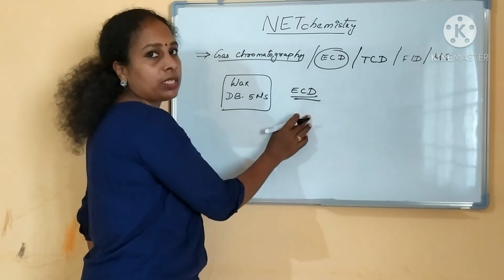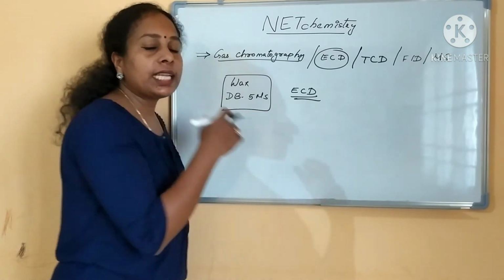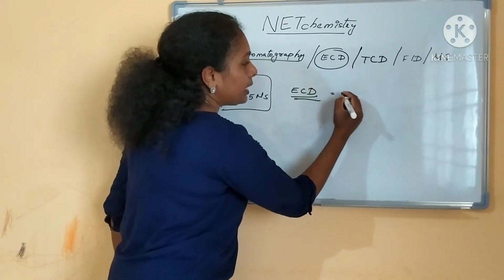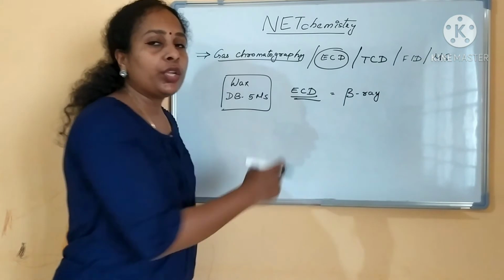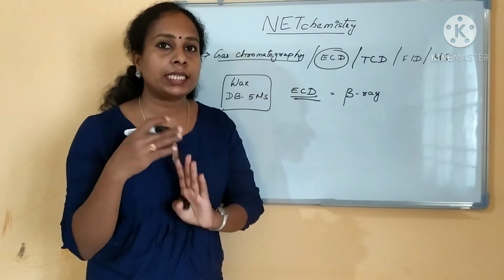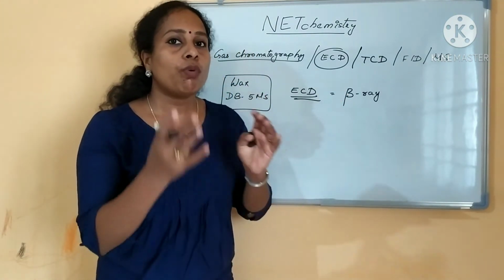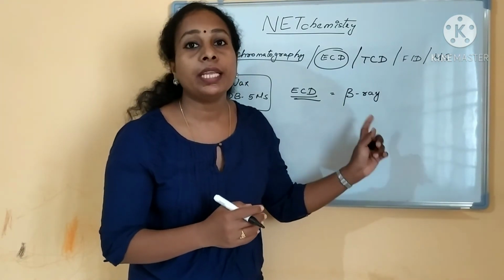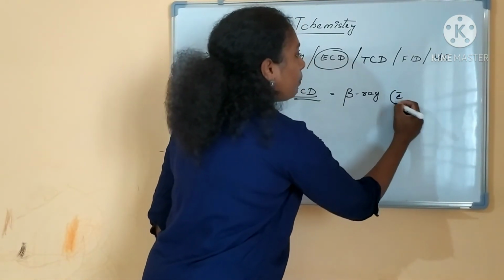What is the working principle of an ECD? Based on what is ECD detecting your sample? The name itself says it is electron capturing. In this detector, there is a beta ray radioactive source. Your gas mobile phase alone is passing through this detector. This beta ray radioactive source will be as such. Once your sample enters this detector, what will happen? These are beta rays. Beta rays means what? Electrons, right?